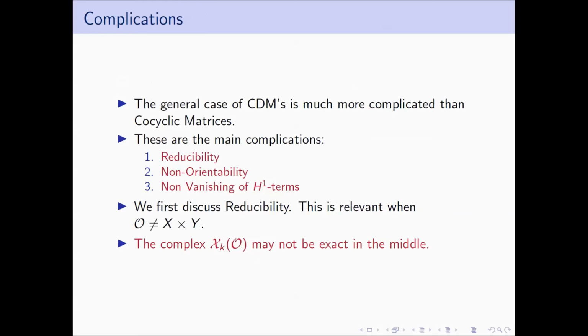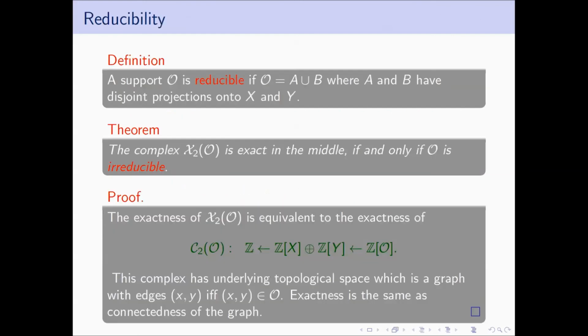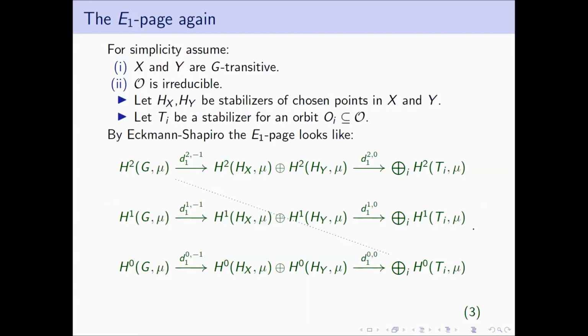So this is about reducibility or non-reducibility. This allows the calculation to go on. And now, the reducibility is only relevant when O is not X times Y. So this is saying nicely what I said kind of hastily. Irreducibility is equivalent to the fact that the complex down below stays the same. Say it again, I kind of scanned through it. Okay, so we came back to this picture.